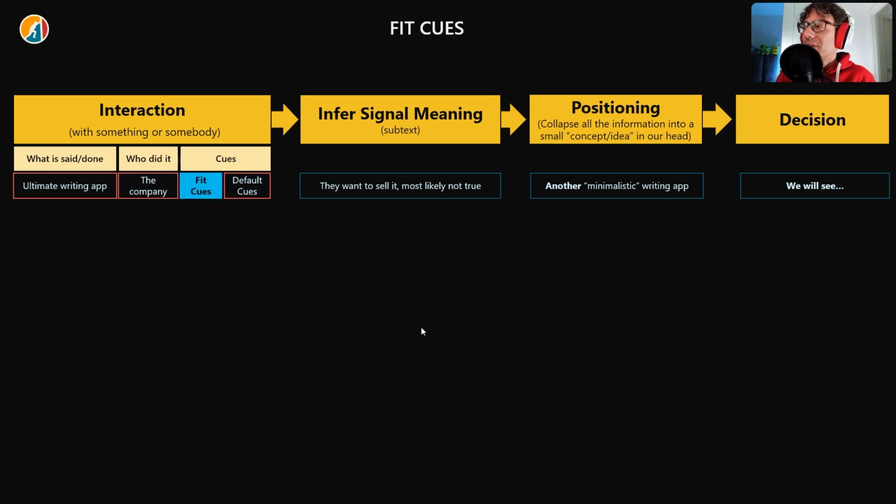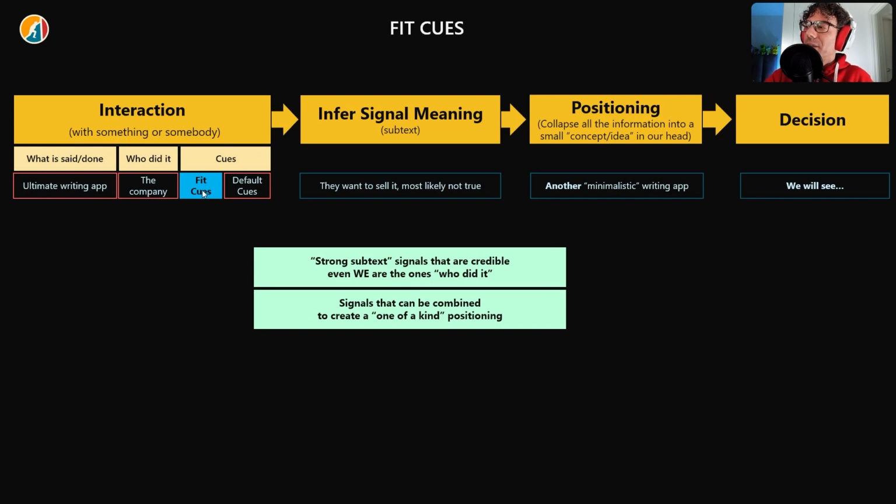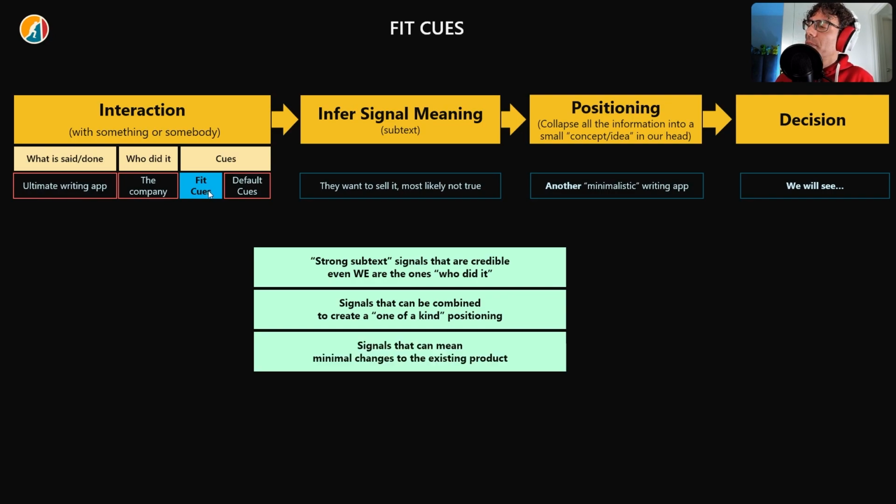And we will call that fit cues. Cues that help people identify you are different and you are exactly what I'm looking for, like a perfect fit. They are really strong subtext signals that are credible even if we are saying them, that we can combine in a way that creates this one-of-a-kind positioning. And of course, we don't want to change the whole product. We are trying to see how we can present ourselves in a different way, because it's not really about what you are, but about what you look like.